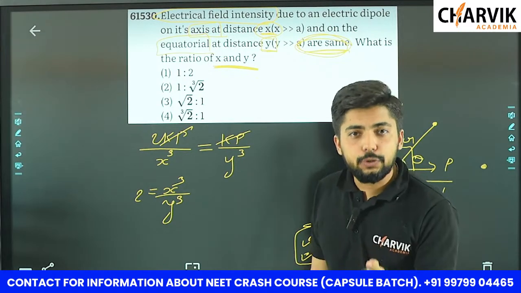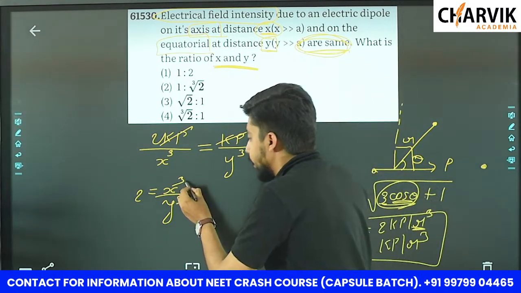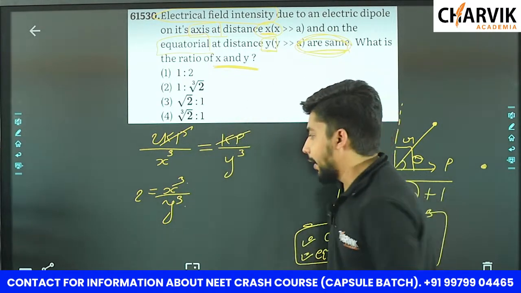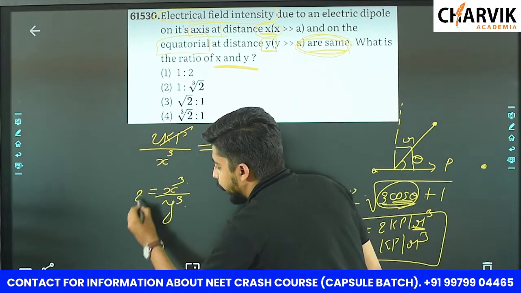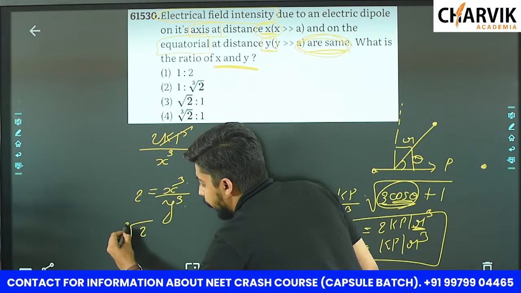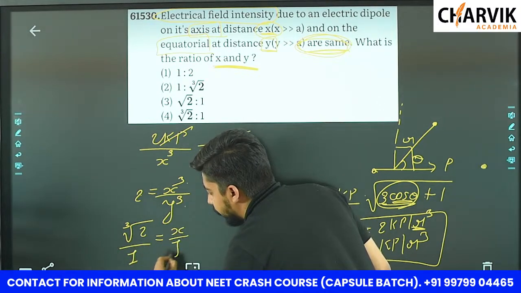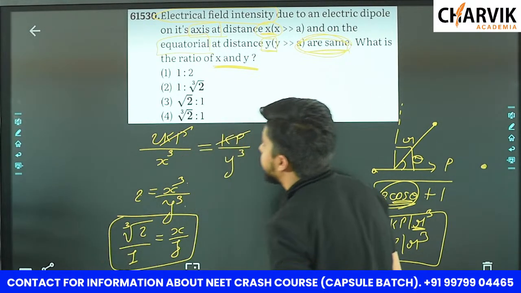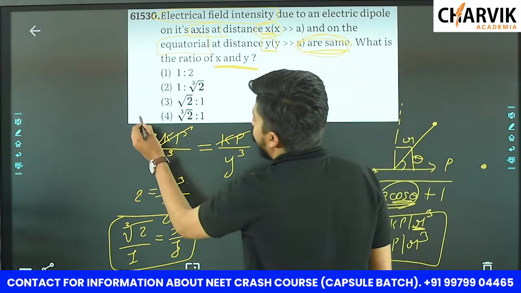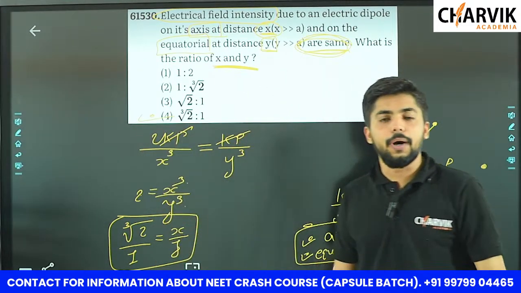If you want the ratio of x and y, take the cube root on both sides. So by taking the cube root, on this side we will get cube root of 2 divided by 1 is equal to x divided by y. So your answer is cube root of 2 is to 1, which is given in option number 4.